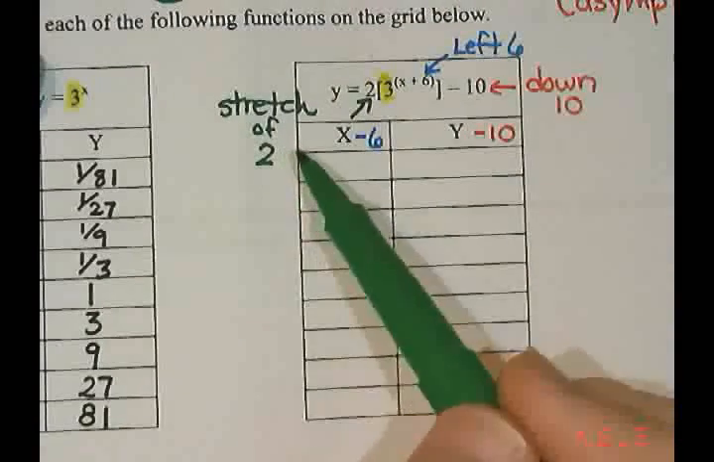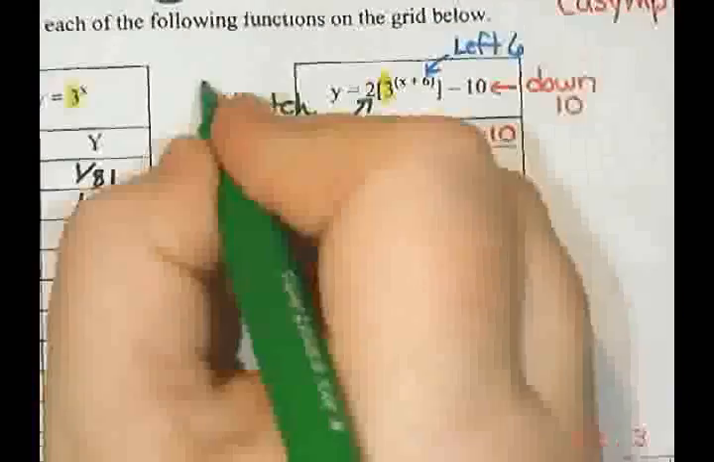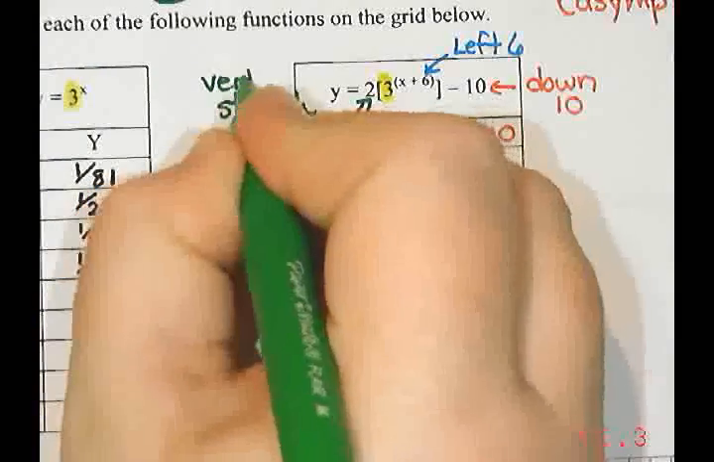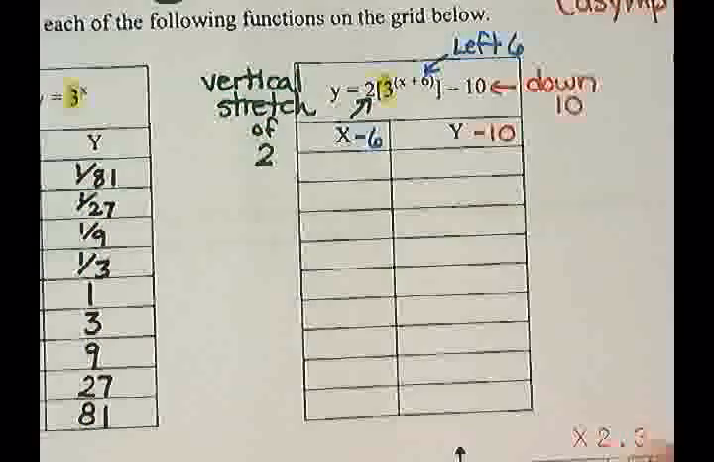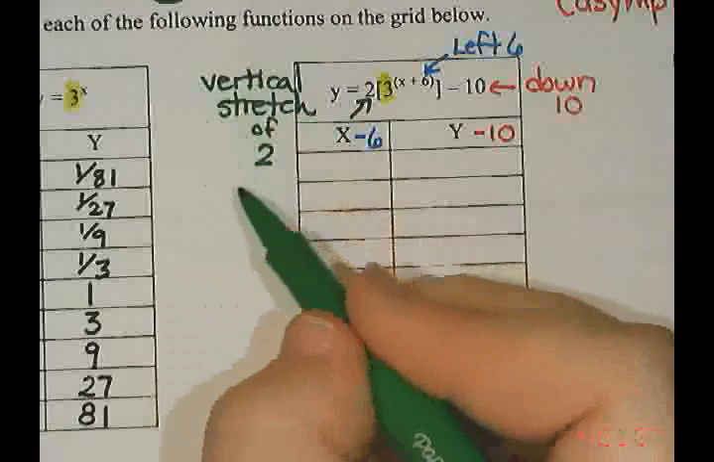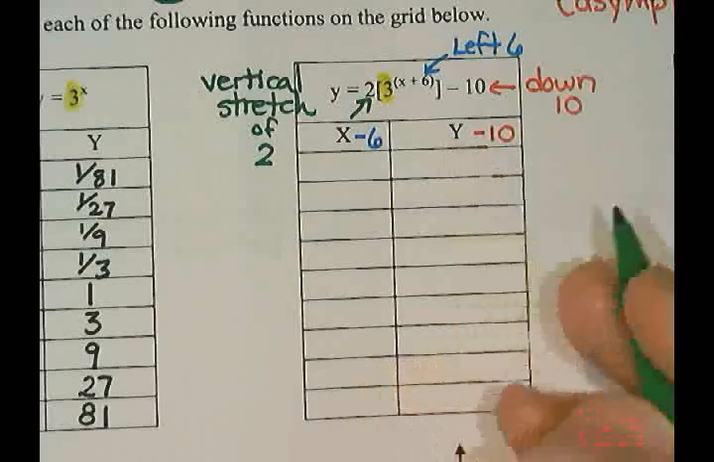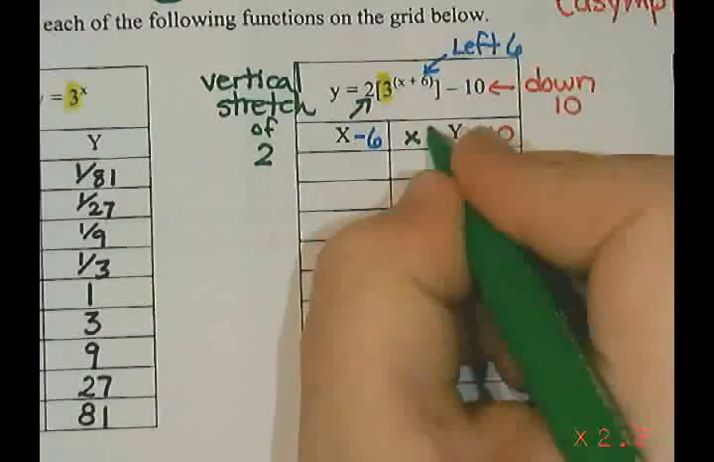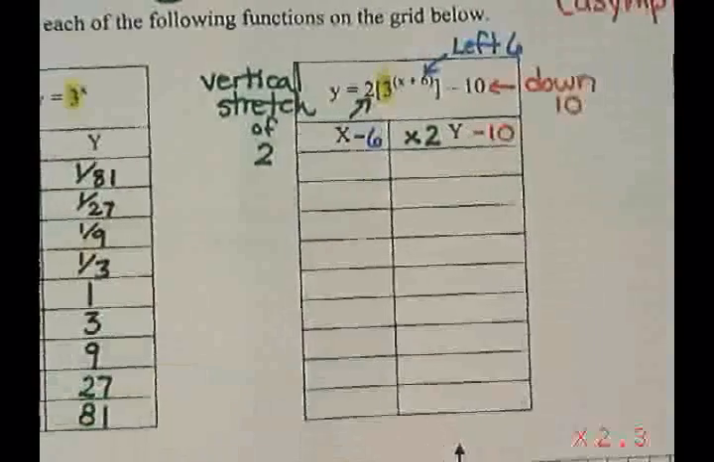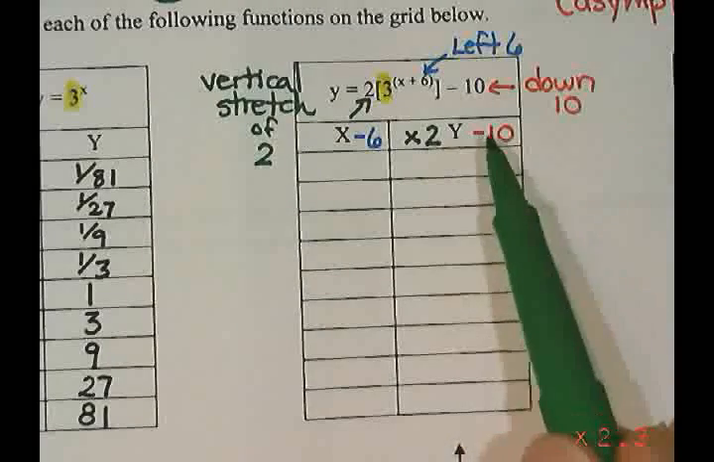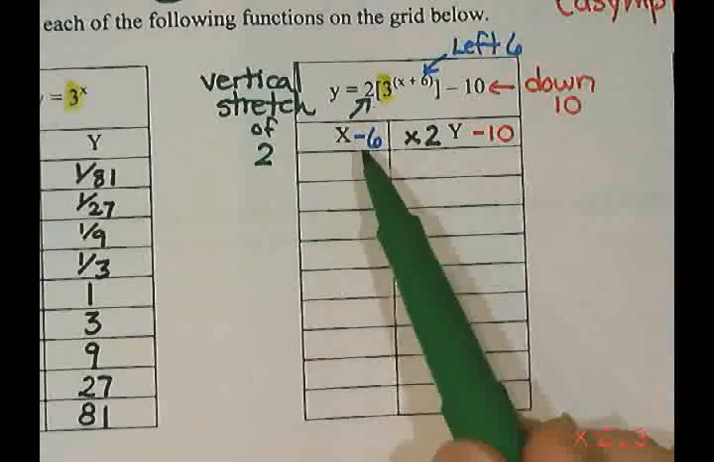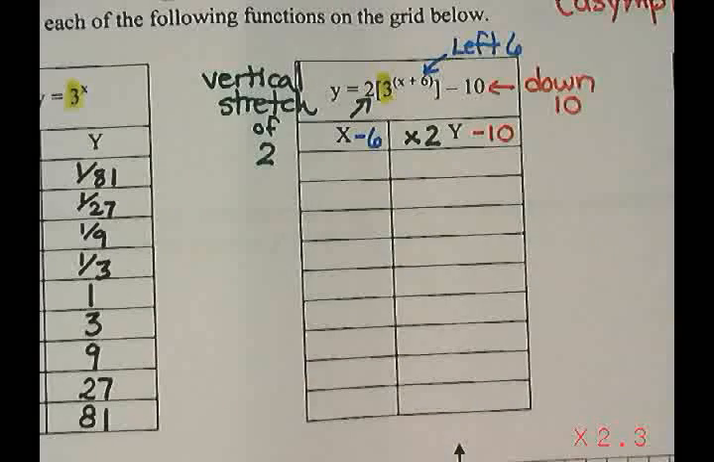And then this is the new part for us, a stretch of 2. We didn't really talk about it, but these are all vertical stretches. So up and down. So we're going to end up stretching the y value. So we're going to take my y value and stretch it by 2. And I'm going to do that by multiplying by 2. So there's actually 2 things that I'm going to do to the y value and 1 thing that I'm going to do to my x value. So I am going to start with the x.